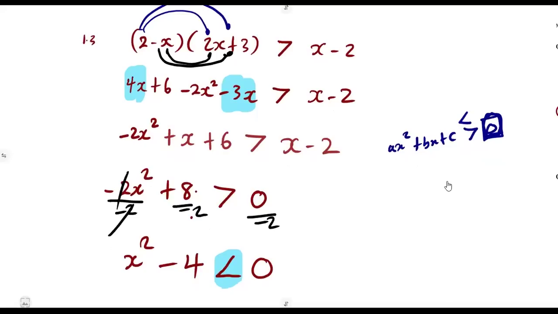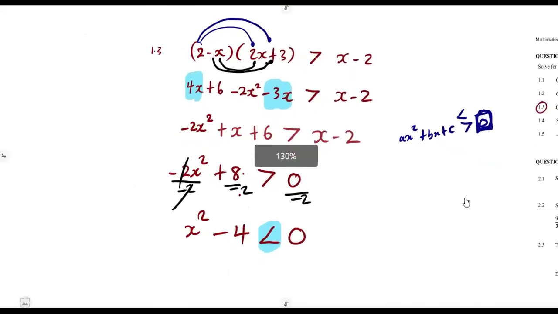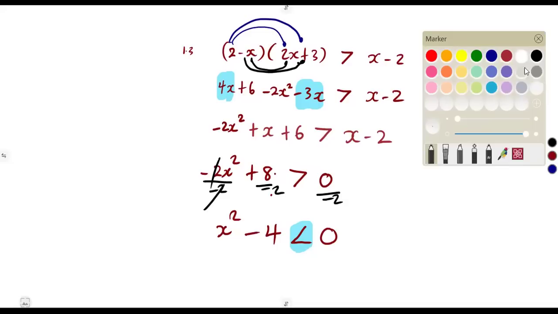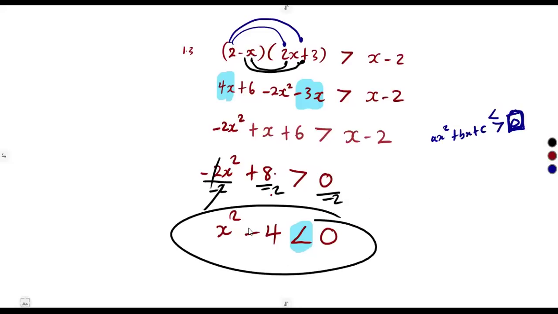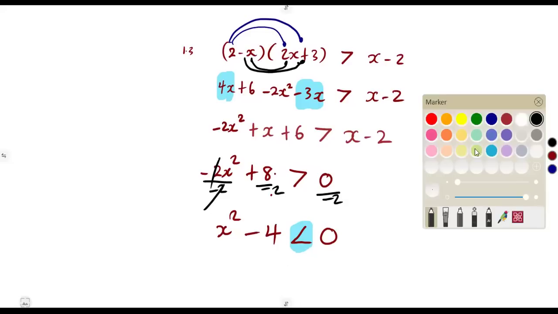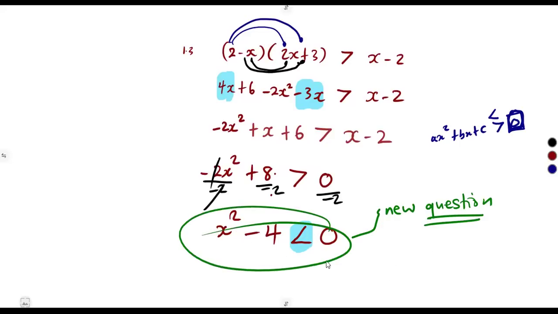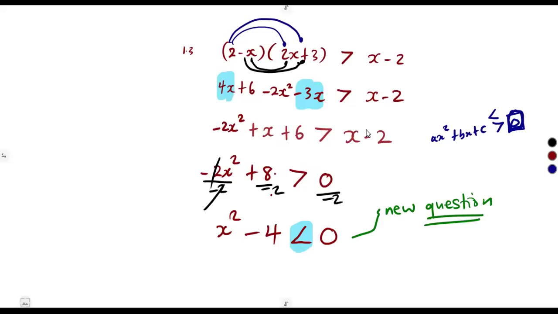So you now have a new inequality, because of this division that just happened. This is a new question. It's like we now have a new question that we are supposed to put our focus on. Let's say the question was, solve this. How are you going to solve this? That is the condition now. You now have a new question.